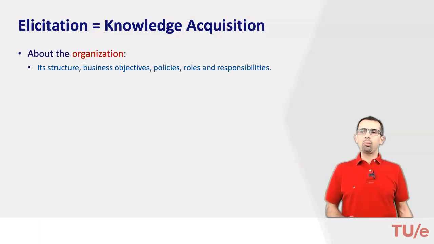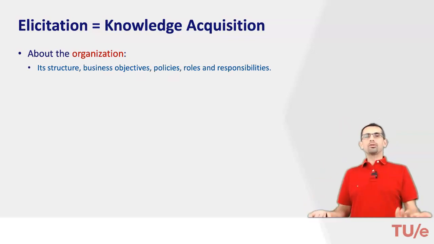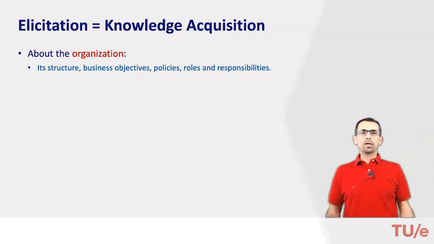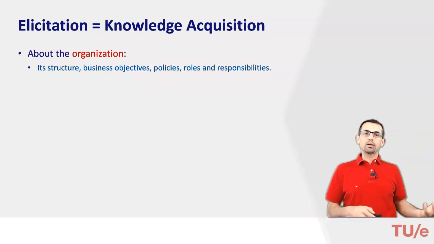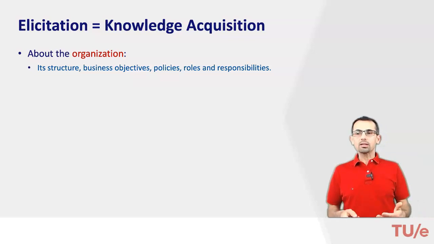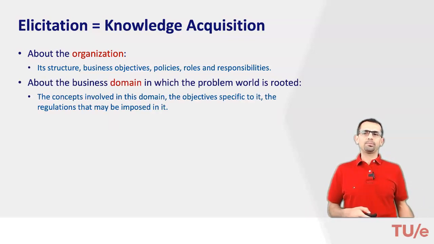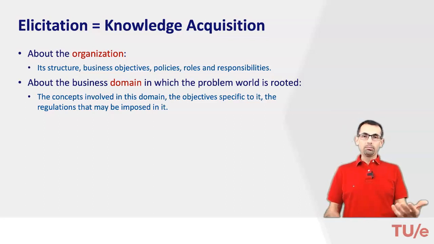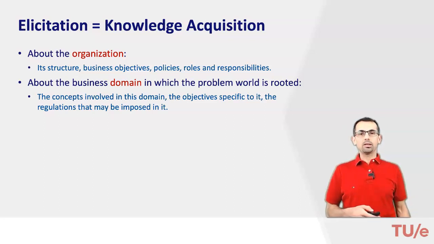So again, elicitation, knowledge acquisition. Knowledge acquisition about what? First of all, about the organization itself. The structure of the organization, so an organigram can help there. Business objectives of that particular organization, or a network of organizations, if you like. Policies, roles and responsibilities, obviously processes as well.